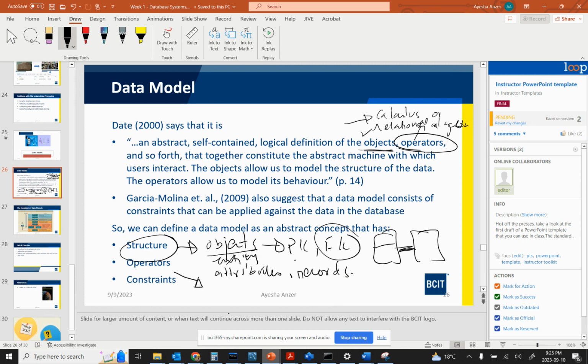Now regarding operators, again it is a computation, so it will be calculus and relational algebra, and we will focus on only relational algebra here.